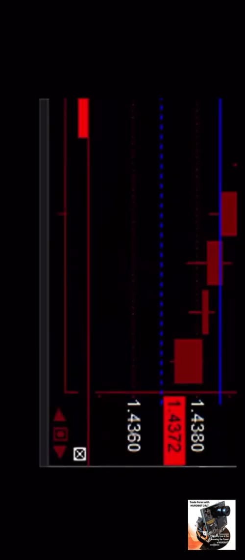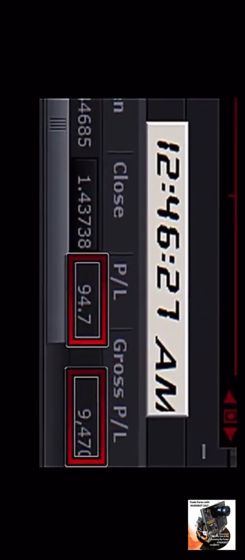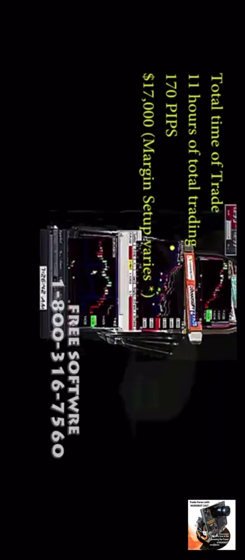We're going to give you real-time instructions what to do every single minute of the trading time. It's 12:46 in the morning. Current trade is at 94 pip profit at 43.72. And we should finish off with a nice gain here at 170 pips. That's 170 pips profitability.